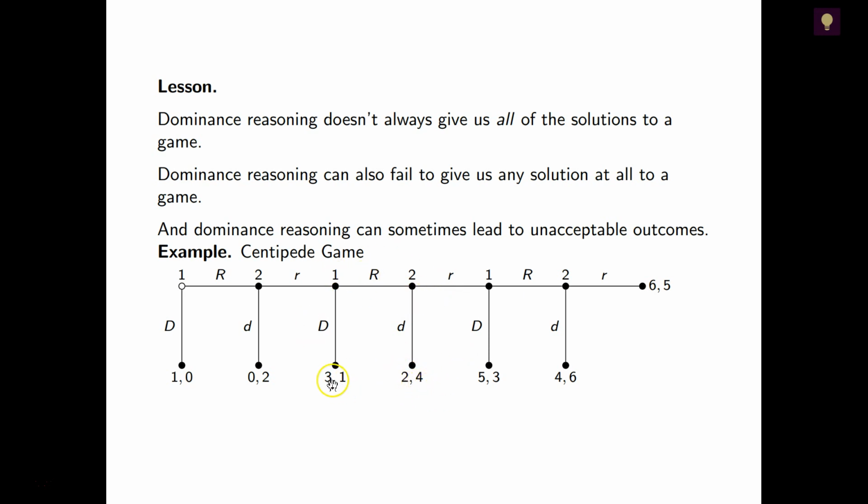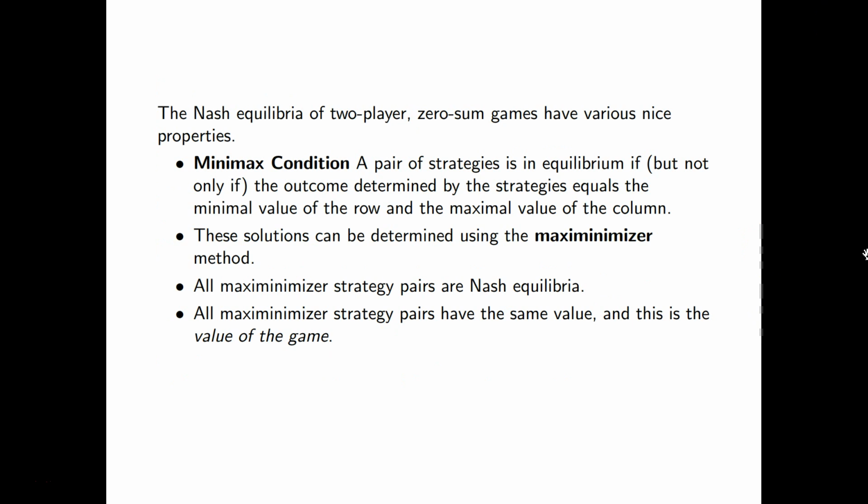But player 1 knows that and would rather have 3 utils than 2 utils, so player 1's going to end the game right here. But player 2 knows that and would rather have 2 utils than 1 util, so player 2 is going to end the game right here. But player 1 knows that and would rather have 1 util than 0 utils, so player 1 is just going to end the game right off the bat. Dominance reasoning leads us to a kind of unacceptable outcome of that game. So dominance reasoning is imperfect.